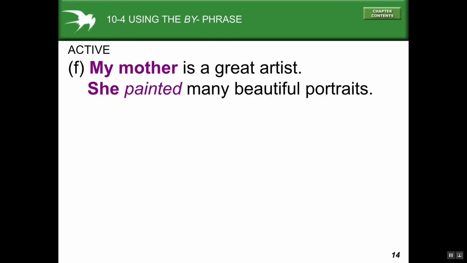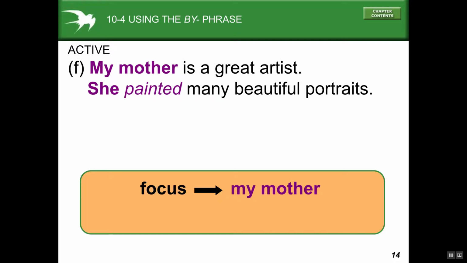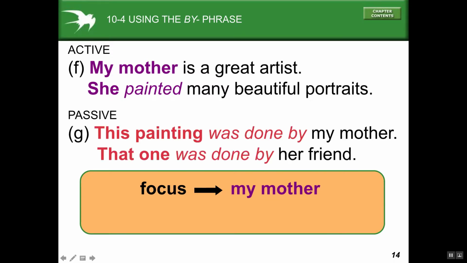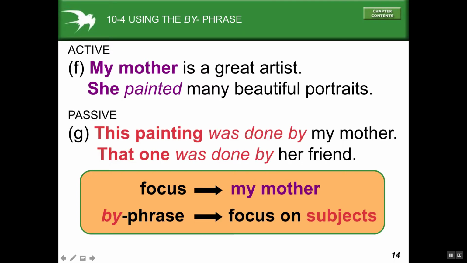Okay, my mother is a great artist. She painted many beautiful portraits. So here, the focus of these sentences is my mother. If we change those to passive, "This painting was done by my mother, that one was done by her friend," then the focus becomes more on the paintings, okay?